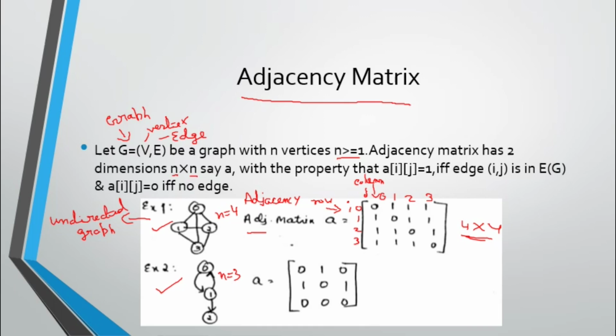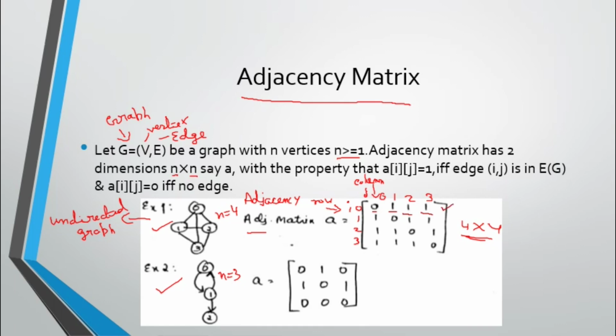We observe that the edge is not present between 0 and 0. We don't have anything like a self-loop, so the edge is not present and 0 to 0 is 0. Then for 0 to 1 I have an edge, so it is 1. Next, 0 to 2 I have an edge, so it is 1. Next, 0 to 3 also I have an edge, so it is 1. This is how we do it.